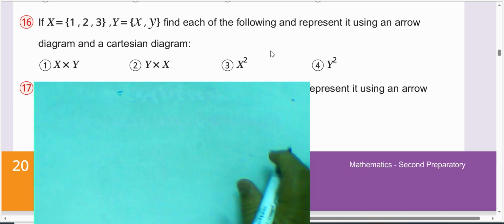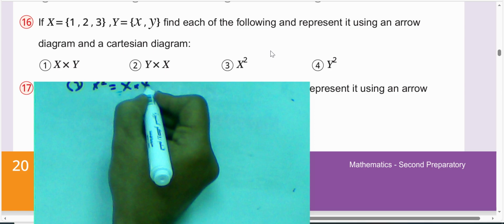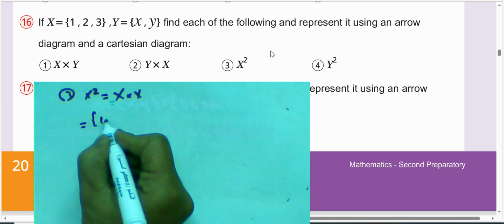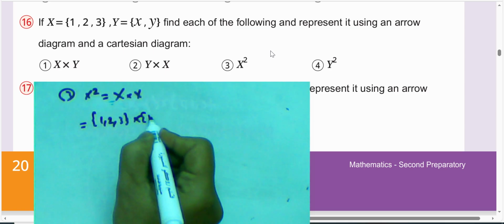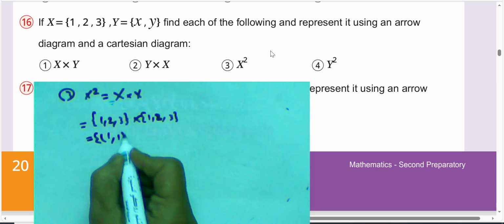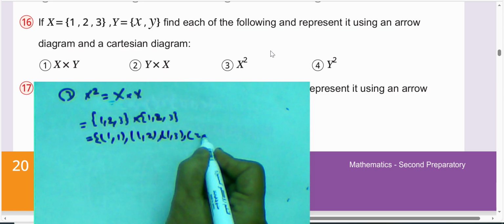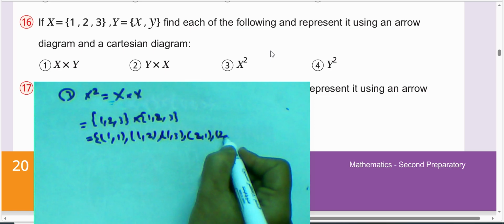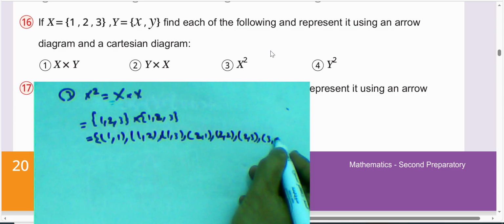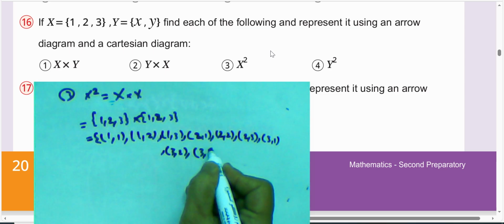What about number 3, x2? x2 is x Cartesian product by itself. We have x 1, 2, 3 together with 1, 2, 3. You can distribute, right? 1 with 1, 1 with 2, and 1 with 3, and also 2 with 1, 2 with 2, 2 with 3, and then 3 with 1, 3 with 2, and 3 with 3.